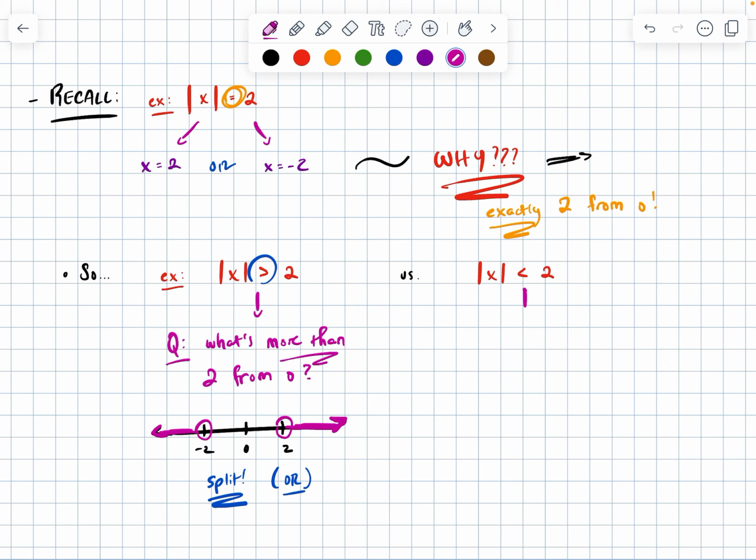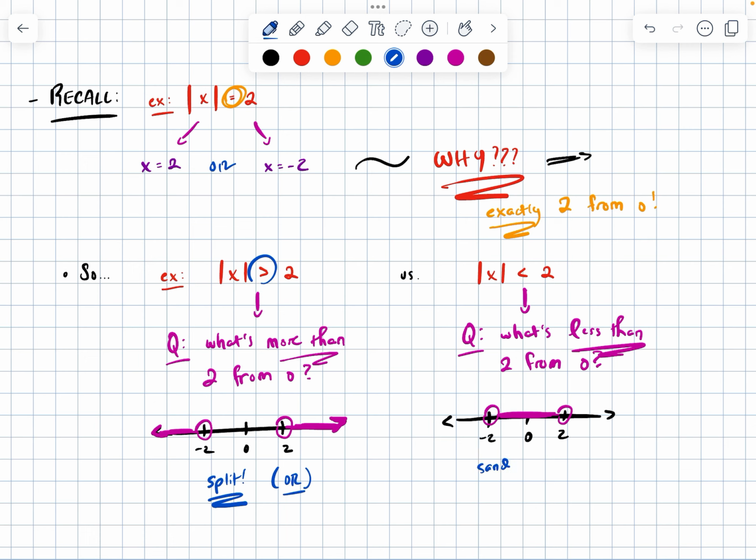By the same token, let's say the absolute value of x is less than 2. Well, here, I don't want the stuff that's exactly 2 away. I don't want the stuff that's more than 2 away. I want the stuff that's less than 2 units away from 0. Again, if I use my number line as my guide, I want stuff that's closer to 0 than negative 2 and positive 2. Well, if I want to get closer to 0, I need the stuff not on the outsides, but in between the negative 2 and the 2.